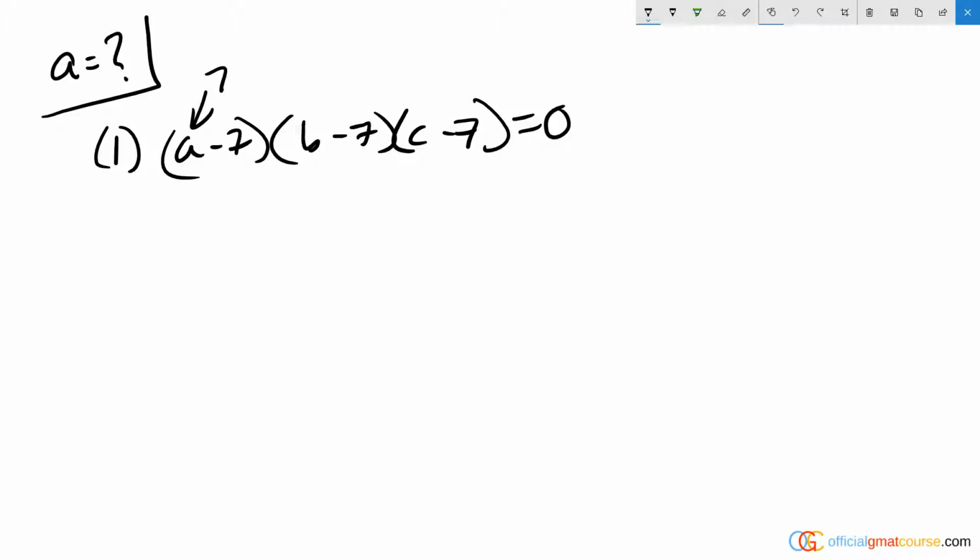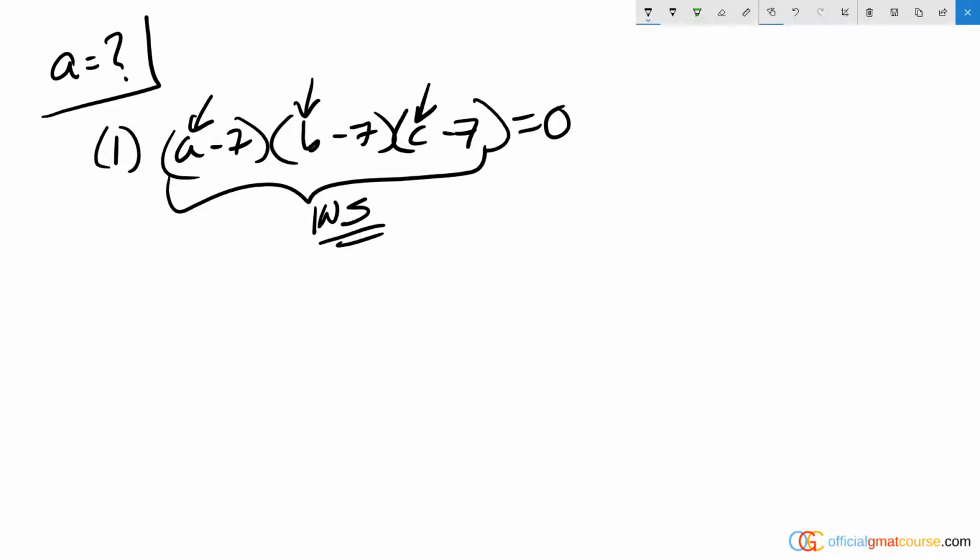So I don't necessarily know if a is 7 or if b is 7 or if c is 7, but one of the three has to be 7 in order for this whole thing to get wiped out and turn into 0. And that is insufficient. So I don't know what a is, but I know that one of the three numbers is a 7.